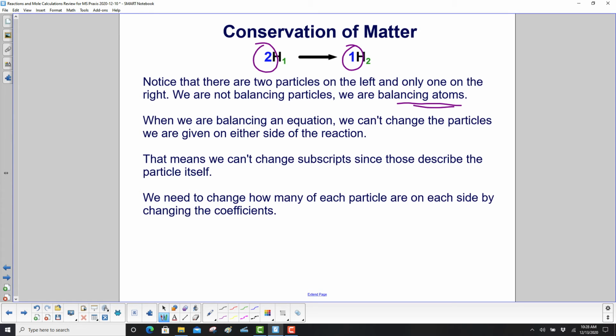When we are balancing an equation, we can't change the particles we are given on either side of the reaction. That means we can't change the subscripts since those describe the particle itself. We need to change how many of each particle are on each side by changing the coefficients. So we have to change the 2 and the 1 if it doesn't work out.